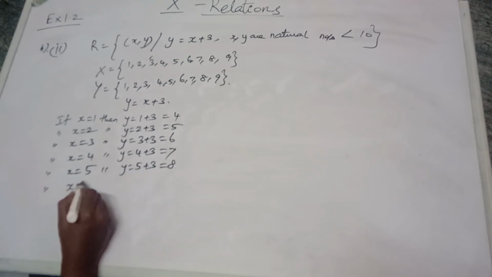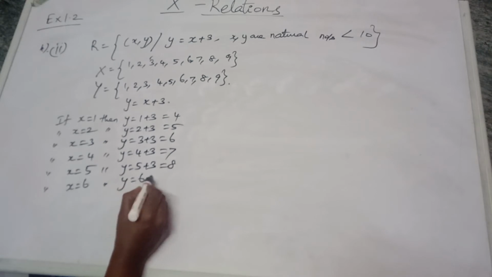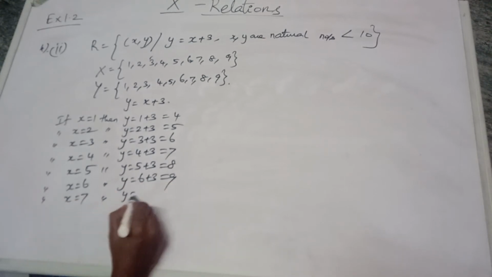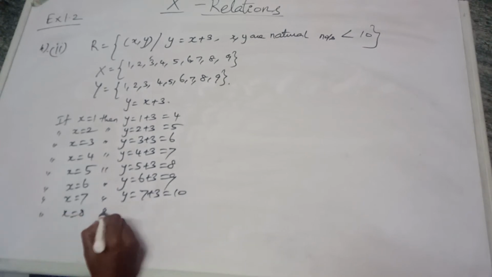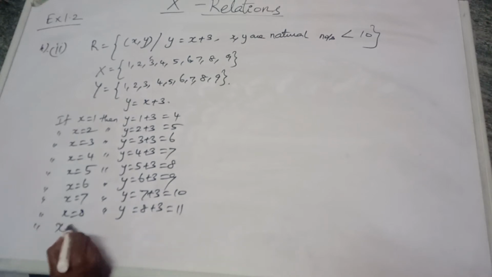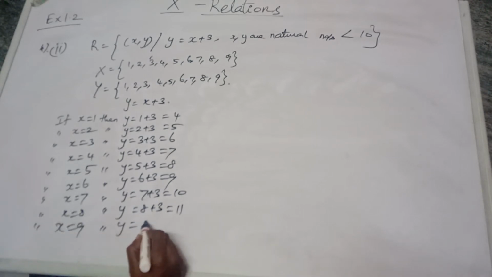Then if x equals 6, then y equals 6 plus 3, which is 9. If x equals 7, then y equals 7 plus 3, which is 10. If x equals 8, then y equals 8 plus 3, which is 11. And x equals 9, then y equals 9 plus 3, which is 12.